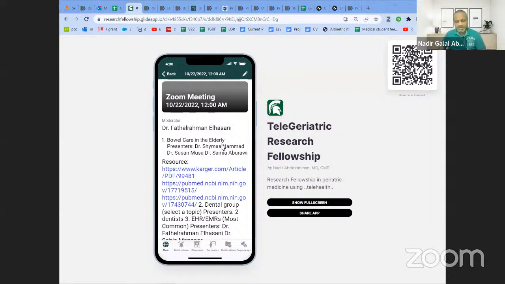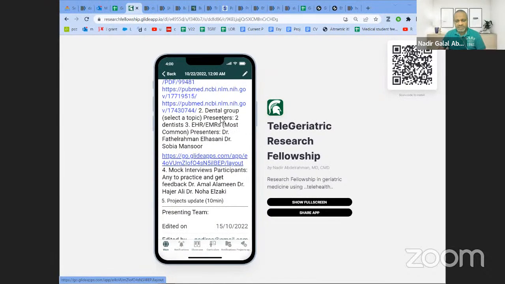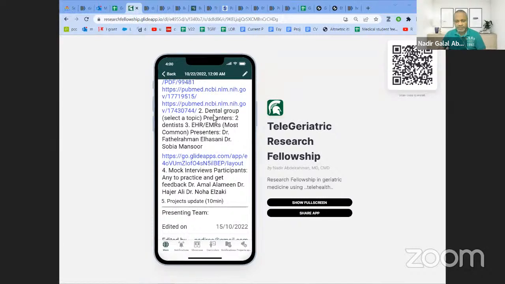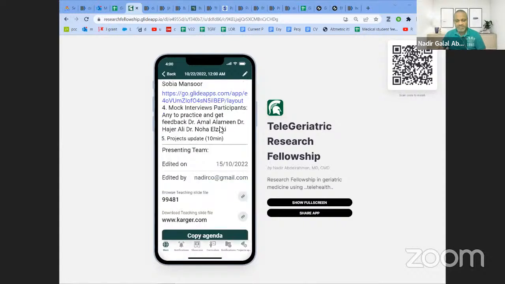For the next meeting, this team will present. So we talk about agenda topics. I hope that dentists in the group, at least one of you, can pick up a topic and maybe talk about some of these topics. If there is anyone who wants to practice for the next mock interview, we can do that.